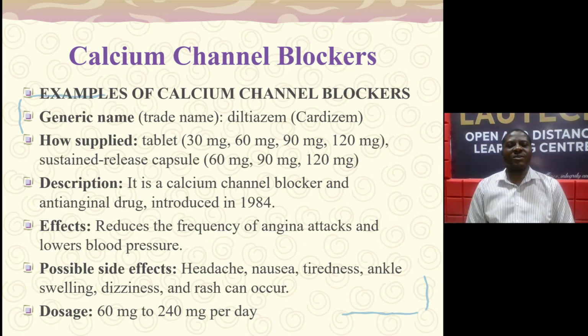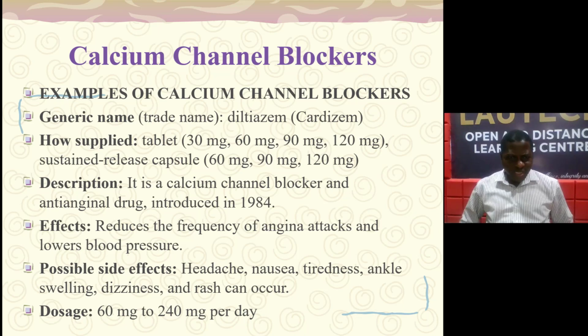So I want to look at some examples of calcium channel blockers. The first one is diltiazem, that is Cardizem. It is supplied in tablets and in capsule form. The tablet form, we have 30 milligram, 60 milligram, 90 milligram, and 120 milligram. Then the other one, which is capsule, is sustained release capsule. We have 60 milligram, 90 milligram, and 120 milligram.